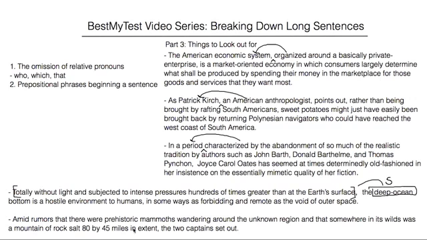Now let's look at this second example. Amid rumors that there were prehistoric mammoths wandering around the unknown region and that somewhere in its wilds was a mountain of rock salt 80 by 45 miles in extent, the 2 captains set out. So here we have a really long prepositional phrase that goes into a clause, and it's referencing how these 2 captains started their journey. So our 2 captains here is the subject. So again, this is a really, really long clause beginning with a prepositional phrase.